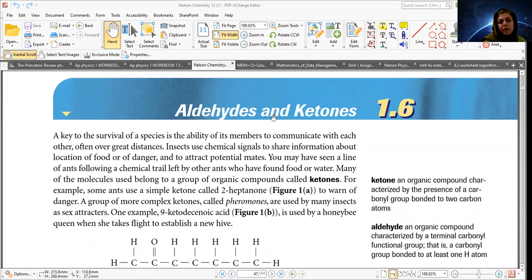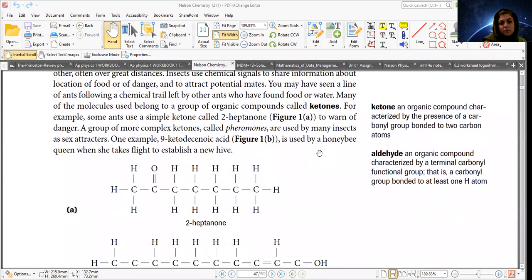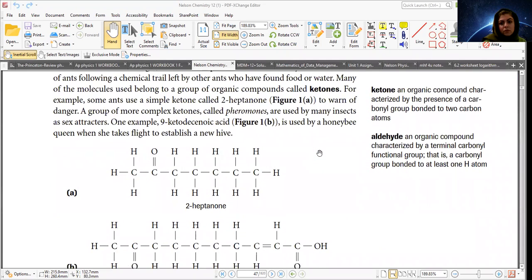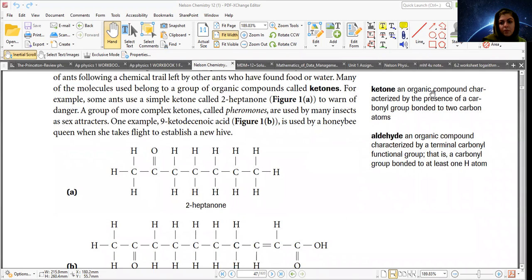Okay, now we're doing the aldehydes and ketones. So ketones are organic compounds characterized by the presence of a carbonyl group bonded to two carbon atoms. The carbonyl group that you see here is the carbon attached to the oxygen, making a double bond.